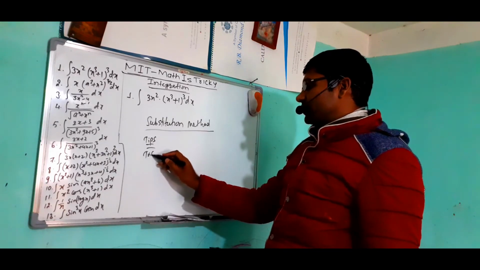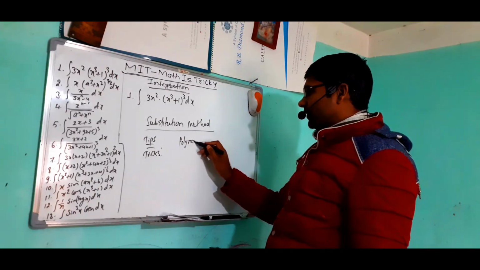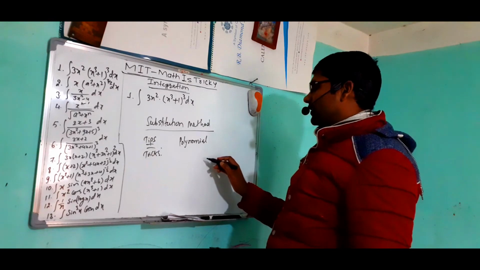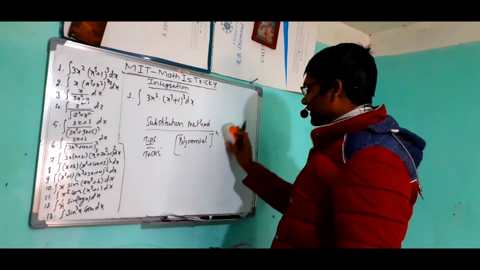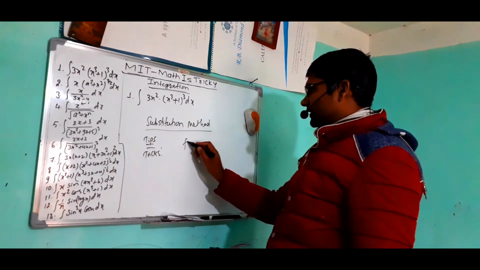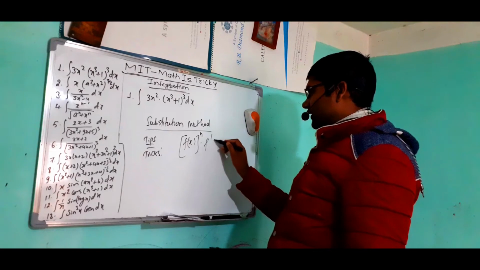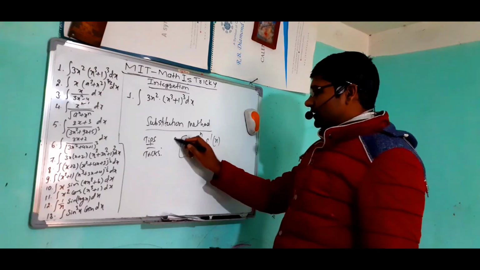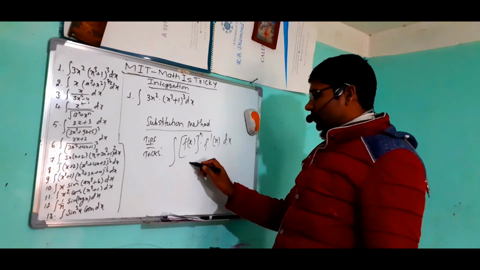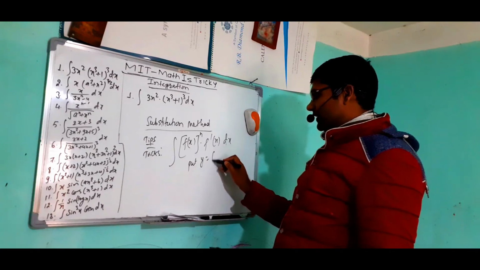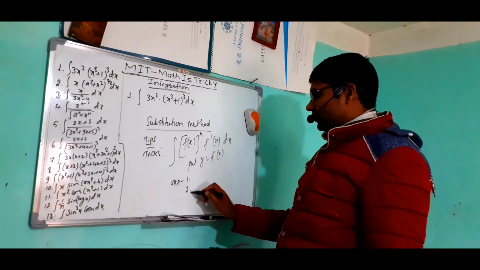Some tips and tricks are there. If you remember this, it will be easy. In case of a polynomial function and power is suppose n, so suppose there is some function f(x) and power n and its derivative is there. In this type of problems, one function will be there and its power is there, then always put y equals f(x). Then you move to steps 1, 2, 3.